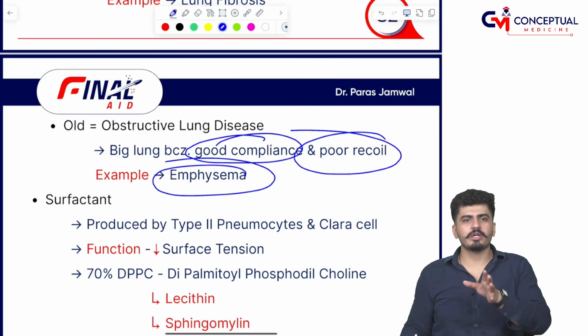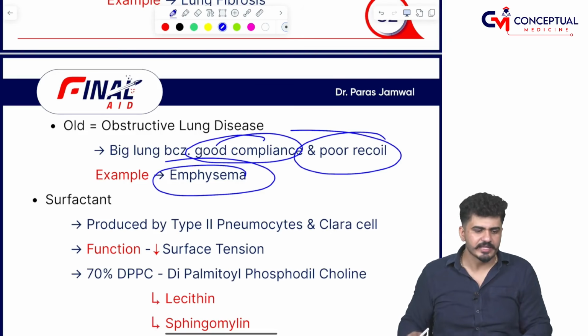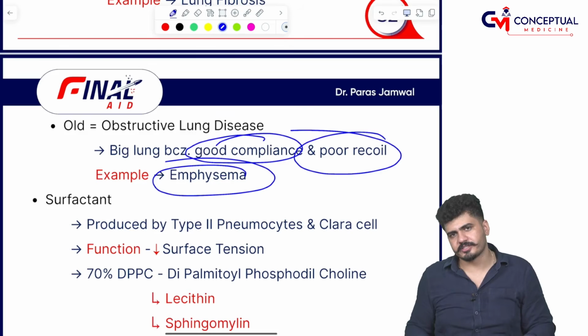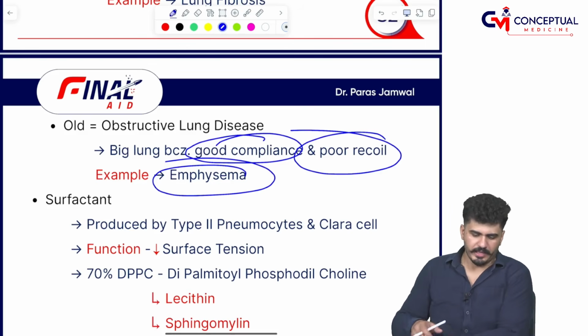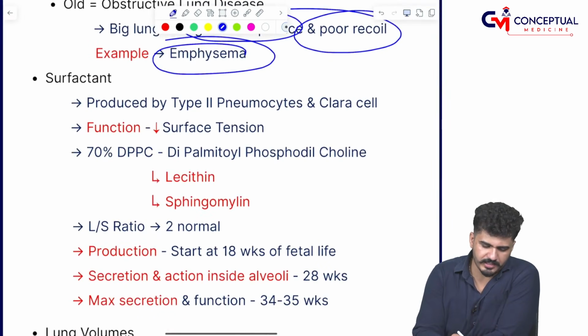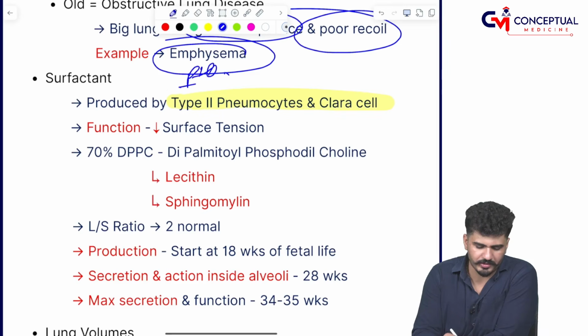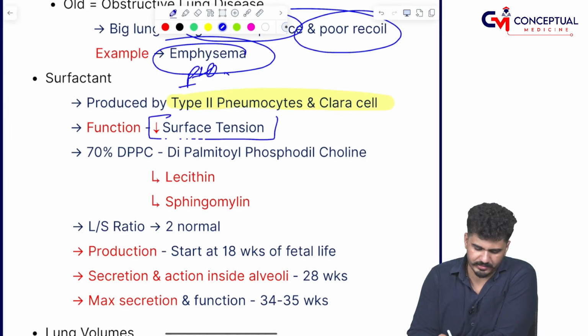Now we'll talk about how airflow is increased or decreased in restrictive and obstructive lung disease respectively. Now let's talk about surfactant. Surfactant is produced by type 2 pneumocytes and Clara cells, a previous year question of your exam. What is the function of surfactant? It decreases the surface tension, my dear friends.